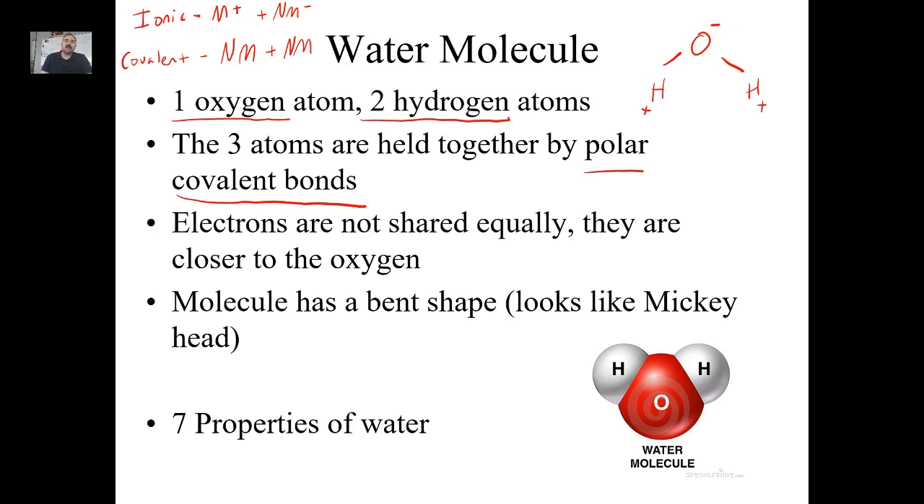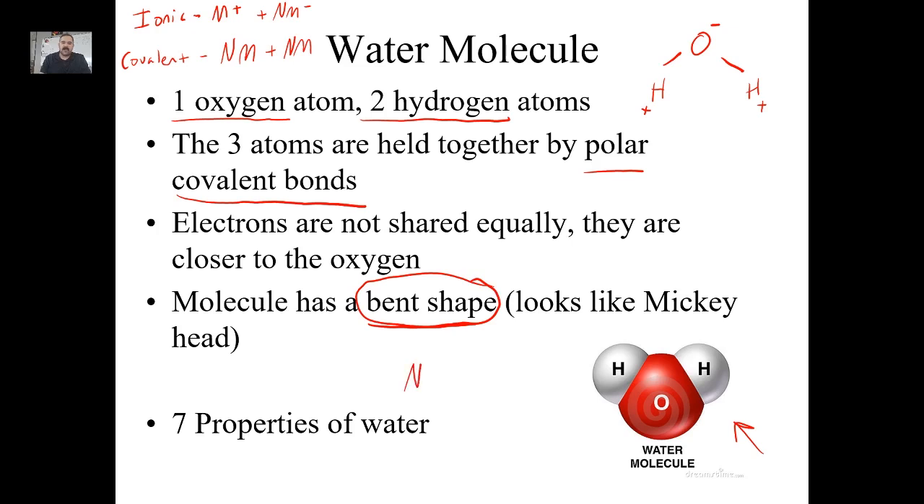The next thing you need to know is that the molecule has a bent shape. It looks like a Mickey Mouse head. That's it right there. So it has a bent shape. There's a lot of shapes. There's linear, there's bent, there's trigonal, there's tetrahedral. The only one I need you to know is the bent shape. You need to know that water is bent.